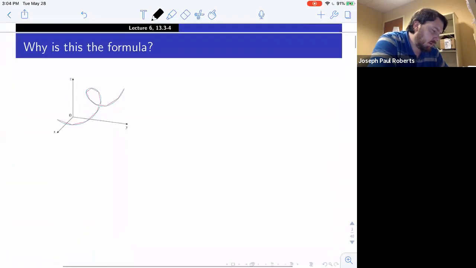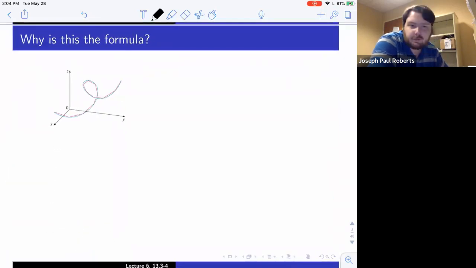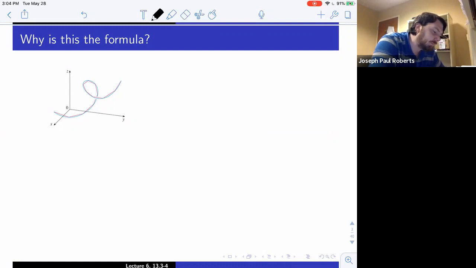Okay, and so why is this the formula? Let's see if we can understand. And so this is neat. It'll tie together some ideas from yesterday when we started talking about derivatives of vector functions and things like that. And so I guess what we want to do, let's focus on the length of a small piece.